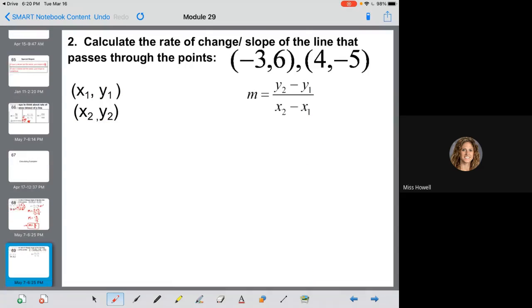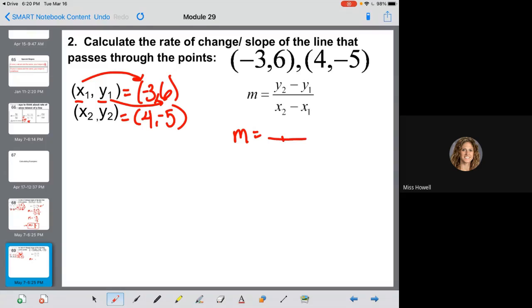All right, let's try another one. Number 2. I want to find the rate of change, which can also be called slope, of the line that passes through the points -3, 6. So I'm going to call that point 1, -3, 6. That's going to help me. Those are my x1 and y1, right? And I'm going to call this 4, -5, the x2 and y2. All right, now that we've assigned what's going into where in our formula, y2 minus y1 over x2 minus x1.